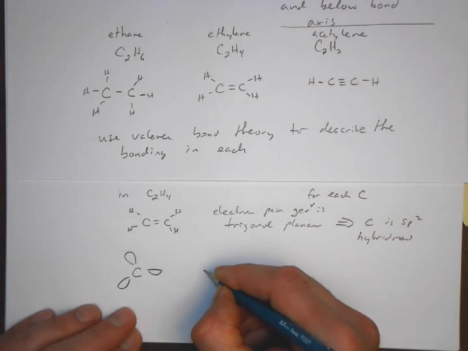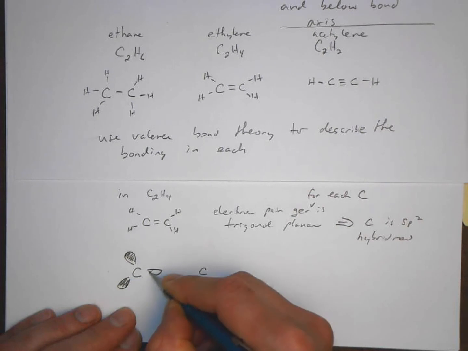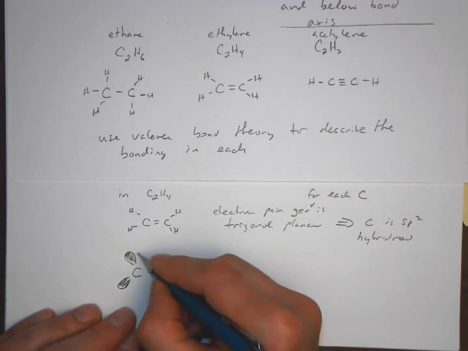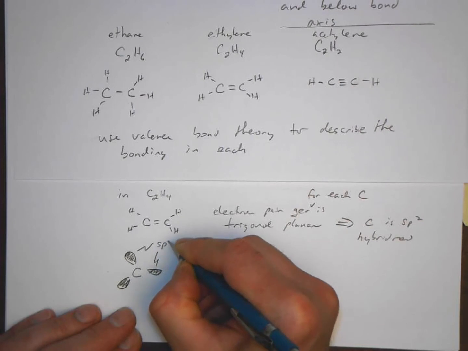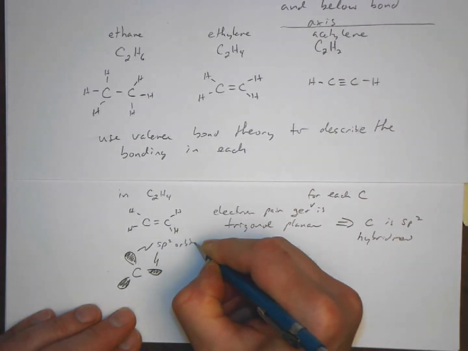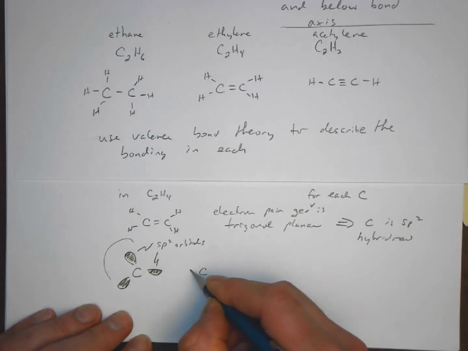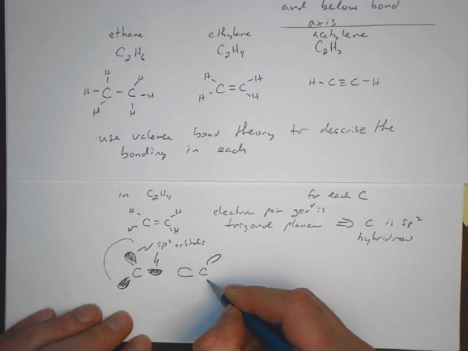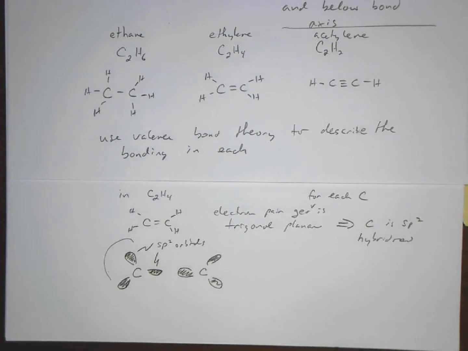So I'm going to draw the other carbon atom. So these are going to be our sp2 orbitals, right? Let's draw the other carbon. It also has 3 sp2 hybrid orbitals.